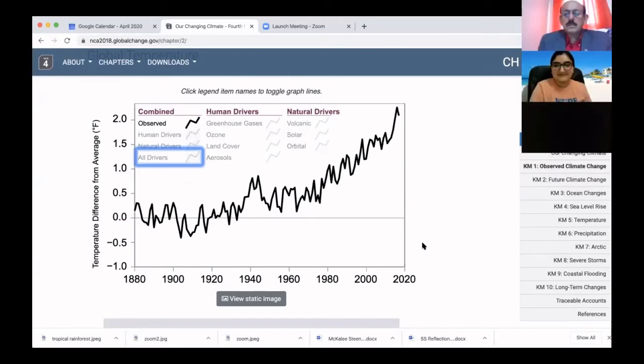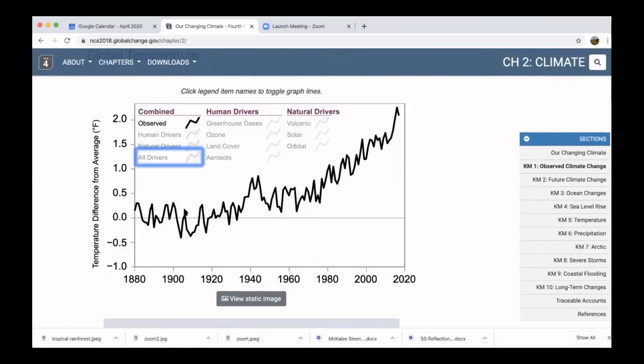But what you see here on the x-axis is time, and on the y-axis is temperature difference from average. So 0 would be no different from average, and the average is going to be the late part of the 1800s and the first part of the 1900s. So the black line you see is the observed temperature difference.